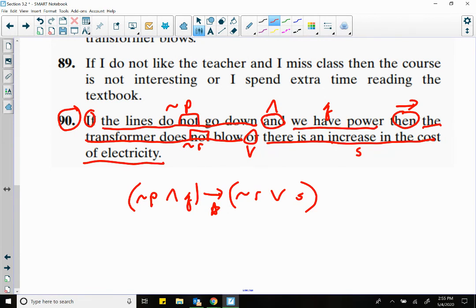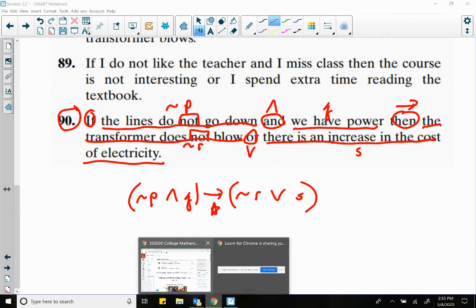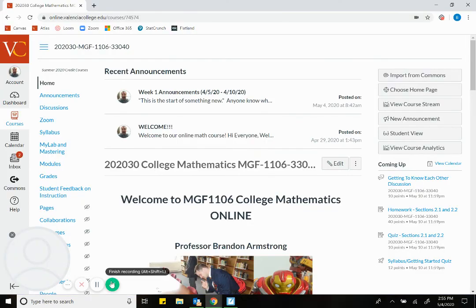It's all about working with these compound statements, taking and turning them into symbols. That's the important piece. Or taking the symbols and telling me what the real sentence was. So, have fun. Good luck. You got this. See you soon.